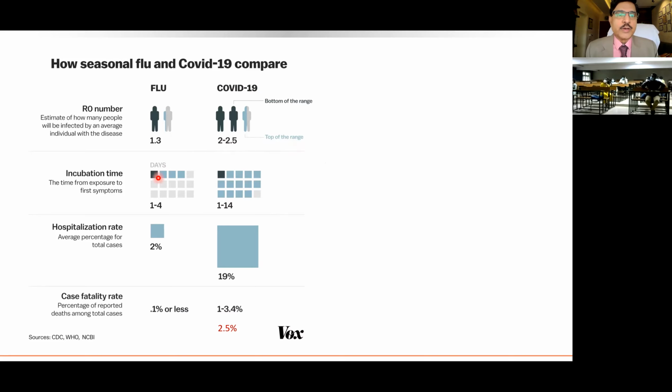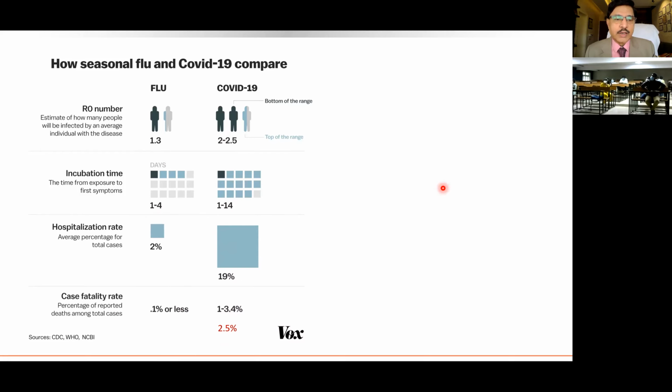Again, the incubation period here is 1 to 4 days in flu. Here it could be as long as 14 days. Hospitalization rate in flu, common influenza, is 2%. Here hospitalization rates are around 19%. 80% are at home. Case fatality is 0.1 or less in flu, and it is 1 to 3.4 here. In our country, it started at 2.4. Today, we have a case fatality rate that is much lower.